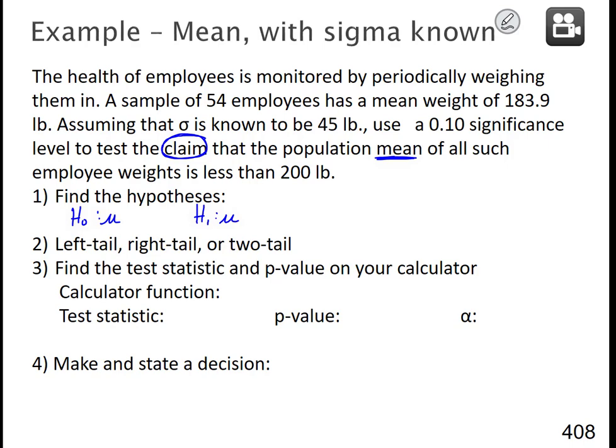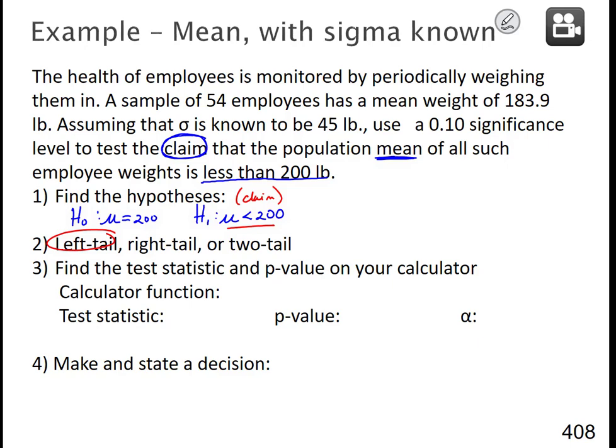and it says the claim is that the mean weight is less than 200 pounds. So, less than is going to go under the alternative, and your null will be equal to also 200. As we've done on the others, take a moment and write claim under the alternative hypothesis so that we don't have to think about that again. Since it's a less than symbol, it's a left tail.